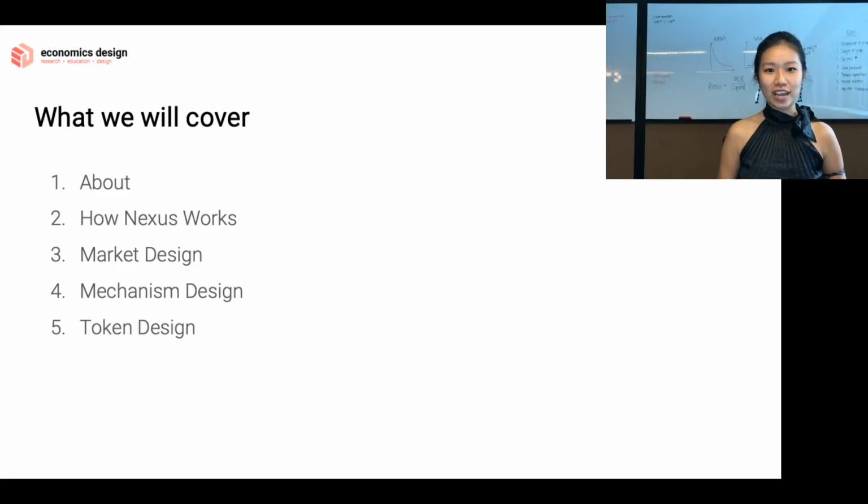And if you are new to the space, then I'm going to give you a little bit of a deeper dive into what Nexus Mutual is, how it works, and how its role is very different in the DeFi space compared to the other protocols out there. Then we're going to see how the protocol actually works, and then we're going to dive into the three pillars of economics design, or the three pillars of designing token economics. So we're going to look at market design, mechanism design, and token design.